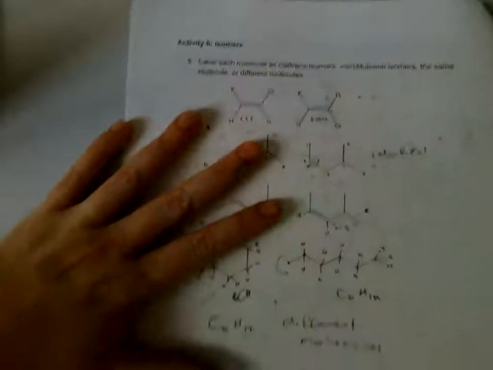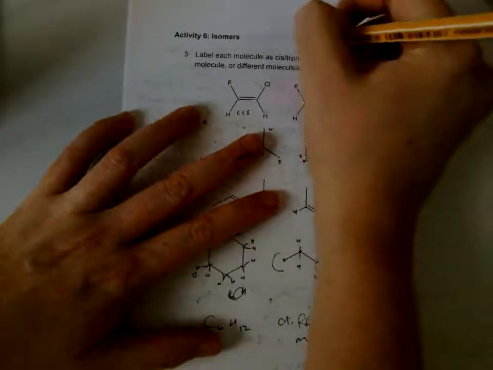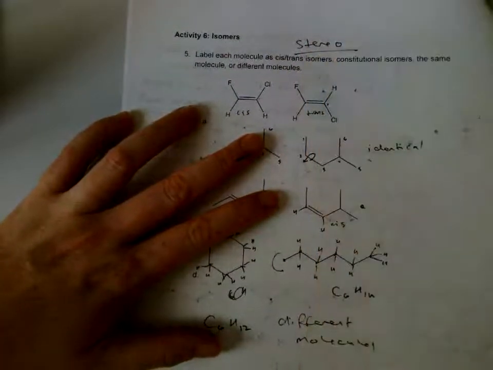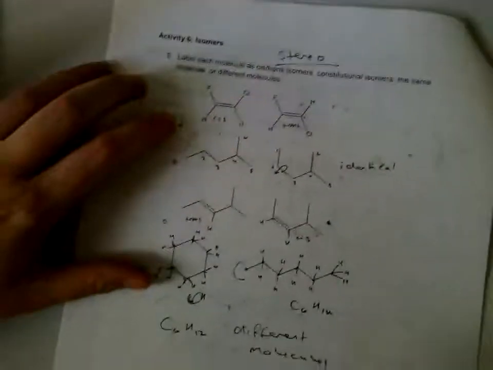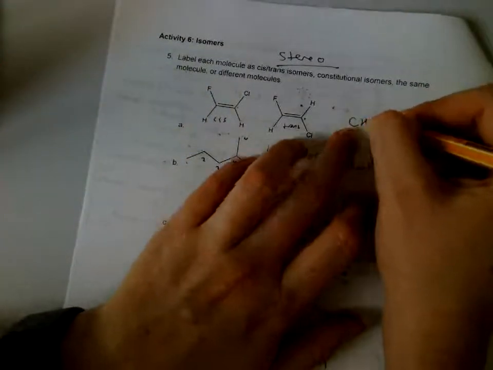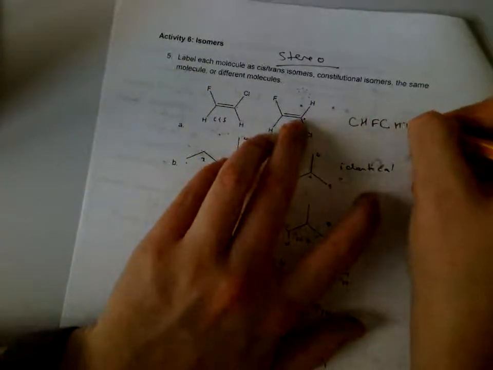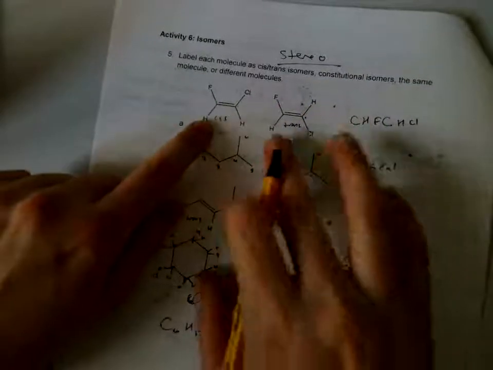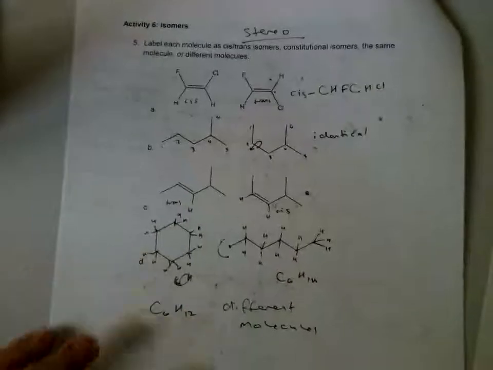This and this are constitutional isomers, whereas these are cis-trans, which are stereoisomers. And we'll talk a lot about stereoisomers. So not all of these are cis-trans, but these would have the same condensed formula. This would be CHF, CHCl for both of these, right? Cis or trans. So you'd have to say which one it is with the cis or trans before it.